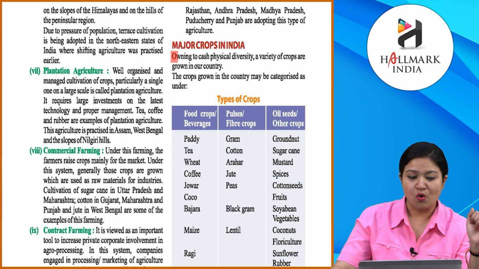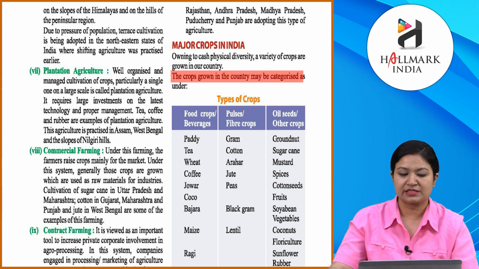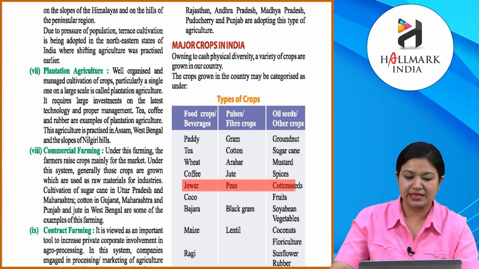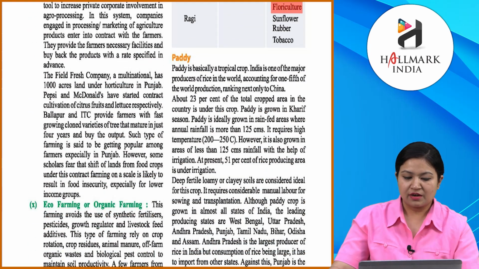Major crops in India. Owing to physical diversity, a variety of crops are grown in our country. The crops grown in the country may be categorized as under: type of crops, food crops, beverages, pulses, fiber crops, oil seeds, other crops, paddy, gram, groundnut, tea, cotton, sugarcane, wheat, arhar, mustard, coffee, jute, spices, jowar, peas, cotton seeds, cocoa, fruits, bajra, black gram, soybean, vegetables, maize, lentil, coconut, horticulture, ragi, sunflower, rubber, tobacco.